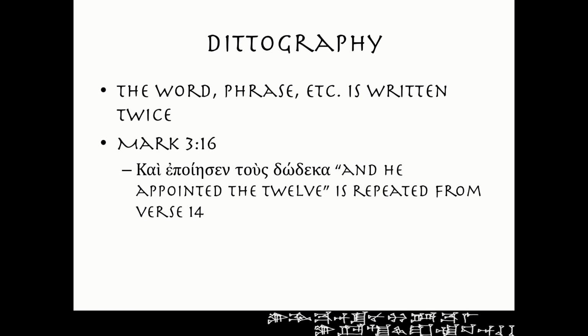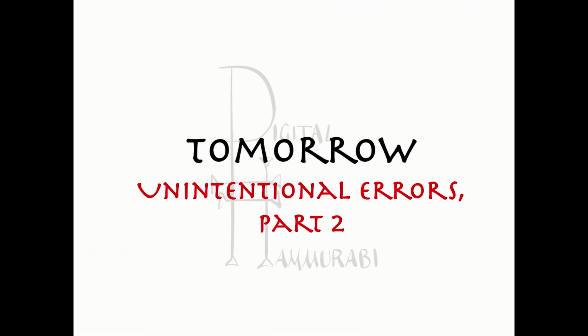So these are some basic errors that show up all the time, and they're understandable, they're unintentional. Scribes didn't mean to do them, but this is the product of copying things by hand. So tomorrow we're going to look at part 2 of the unintentional errors. There are, I think, 5 more that we're going to go through, and then we'll move on to the intentional changes that the scribes made to the text.